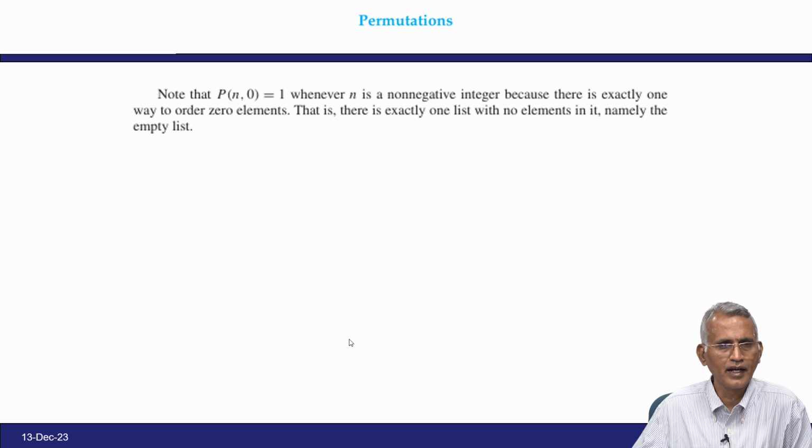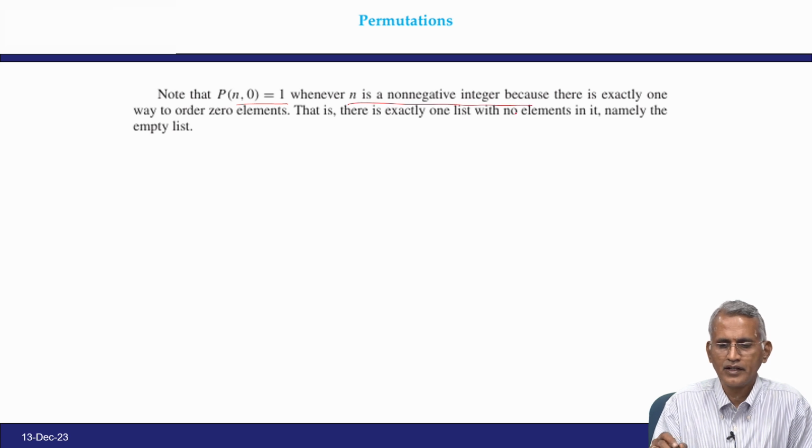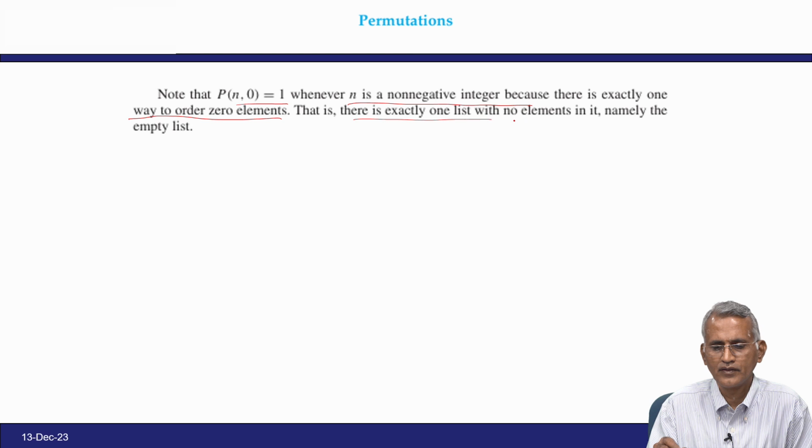And also we note that nP0 is 1, where n is a non-negative integer, because there is exactly one way to order 0 elements, that is, there is exactly one list with no elements in it, namely the empty list.